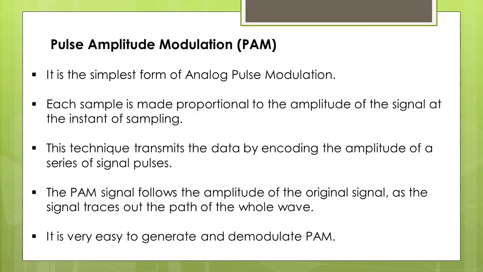Pulse amplitude modulation is a simple form of analog pulse modulation. In pulse amplitude modulation, the amplitude of the carrier signal varies in accordance with the amplitude of the message signal. So in the output of the PAM we get pulses which vary according to the amplitude of the modulating signal. Generation and degeneration, that is demodulation, of pulse amplitude modulation is very easy.